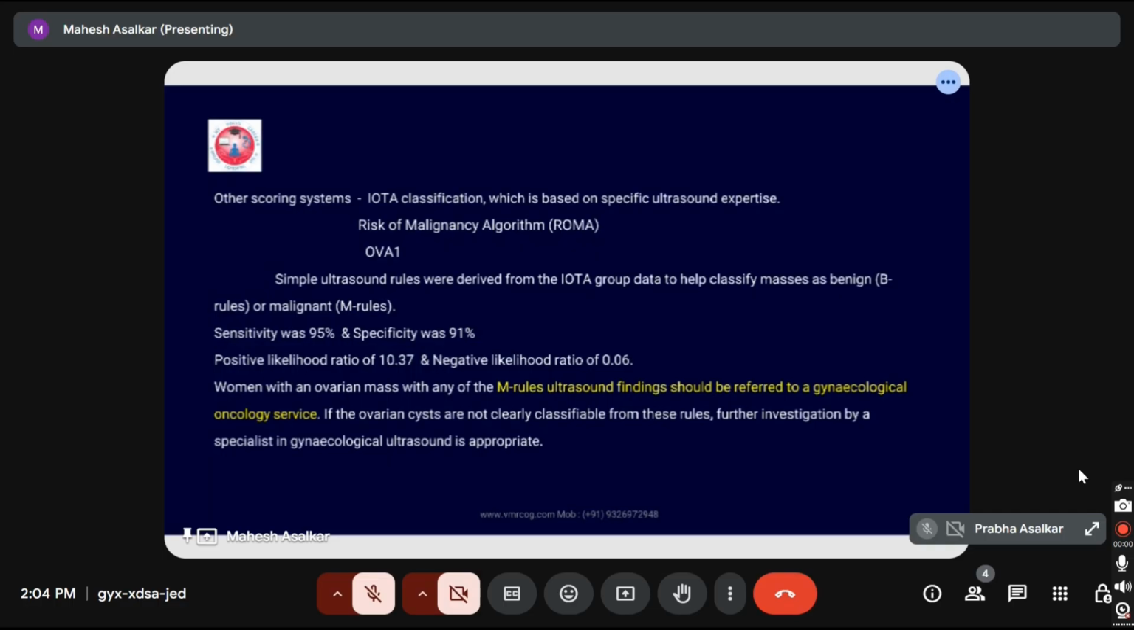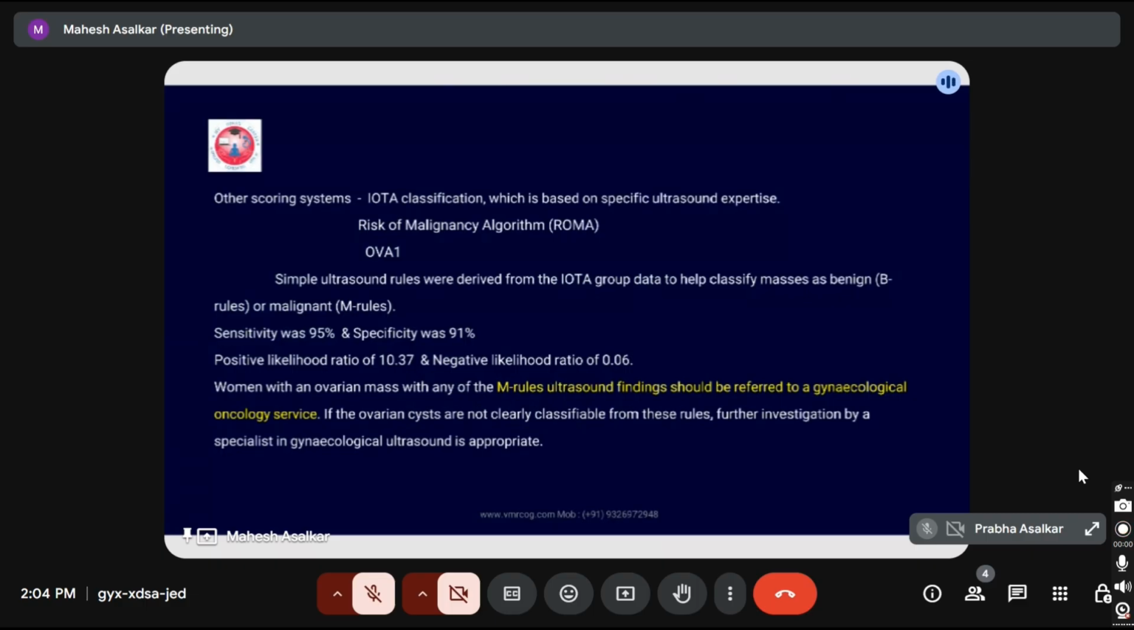Women with an ovarian mass with any of the M rules ultrasound findings should be referred to the gynecological oncology service. So here the rule is that if you have an M feature, then referral. With RMI, we calculated the RMI, and if it was more than 200, we did the CT and then referred the patient to oncology services. Here, if any of the M rule ultrasound findings are present, then the patient should be referred to the gynecological oncology service. If the ovarian cysts are not clearly classifiable on these rules, then further investigation by a specialist in gynecological ultrasound is appropriate. Then you have to carry out special investigations like CT.